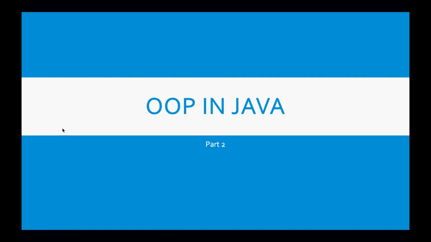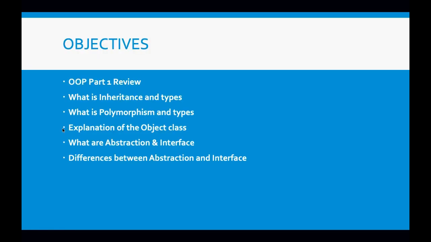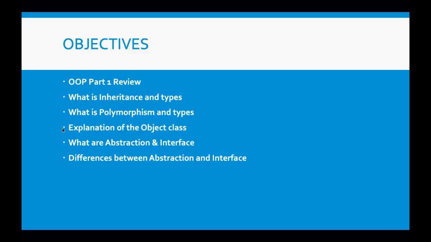We'll be looking at the second section of object-oriented programming in Java, and what we hope to achieve today is a review of what we did in the first part of object-oriented programming, and we'll also look into inheritance and its types, and also what polymorphism is and types of polymorphism in Java. And there will also be a brief explanation of the object class in Java. And we'll look into abstraction and interfaces and the differences between these two concepts.